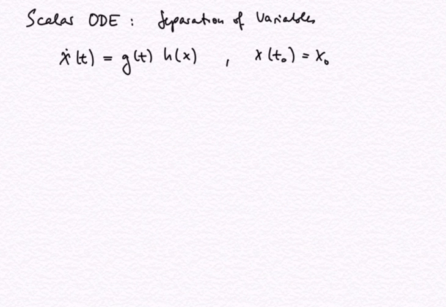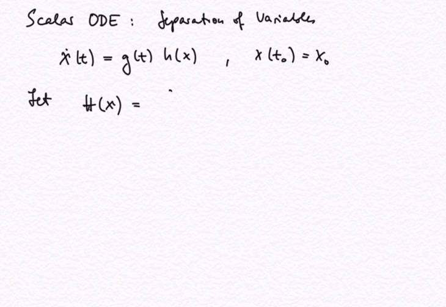If you find yourself in a situation where your differential equation is given such that it can be factored, as I wrote it here, into the product of a function that depends only on time and a function that depends only on the state. Or in general, if your ODE depends on two variables, t and x, that you can separate the differential equation on the right-hand side into two factors that respectively only depend on one of the two variables. Equations like this are called separable, and there's a relatively straightforward way to solve them.